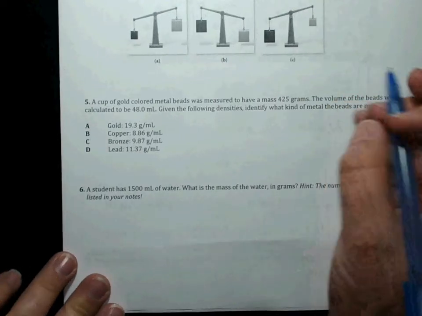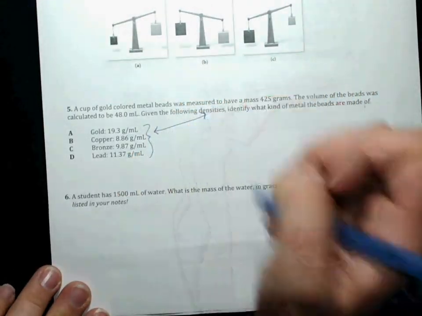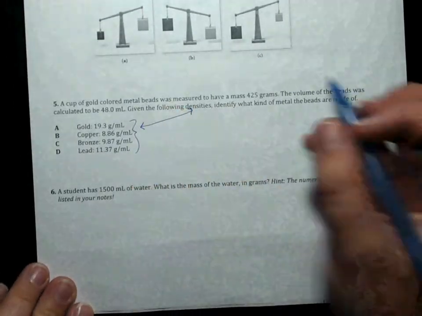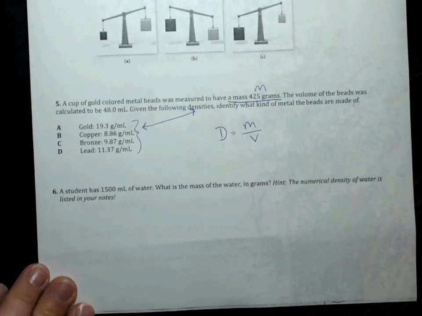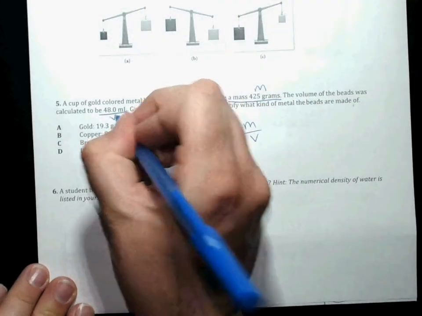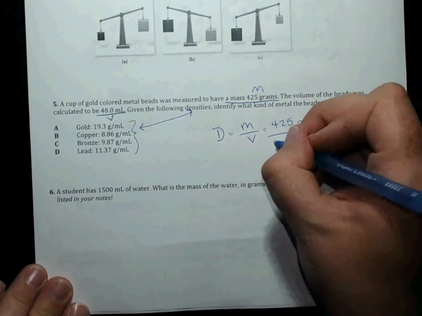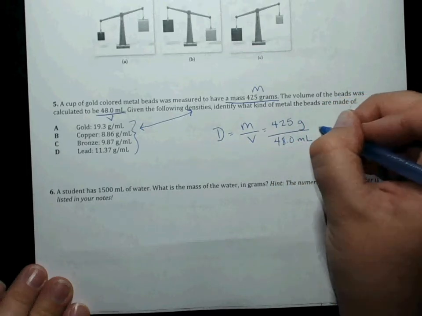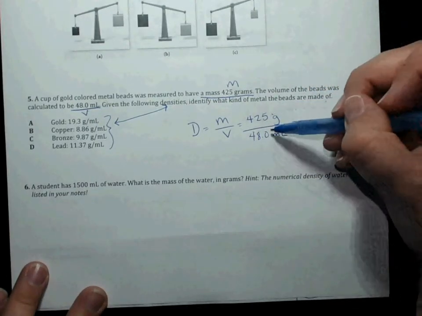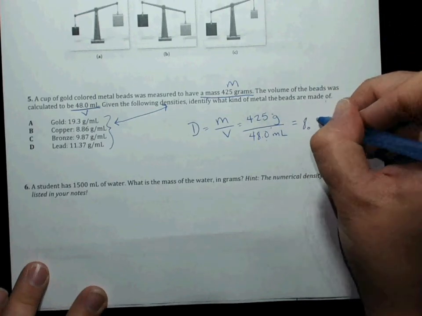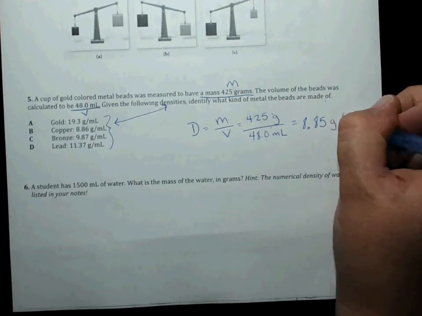So, first, if these are all densities over here, then I need to know what the density of these beads are. So again, I'm going to use that same formula, density equals mass over volume. Again, they're telling me the mass is 425 grams, and they said the volume was 48 milliliters. So I'm going to plug those numbers in again. 425 grams over 48 milliliters. And if I stick this in my calculator, 425 divided by 48, I get, rounding to the hundredths place again, 8.85 grams per milliliter.